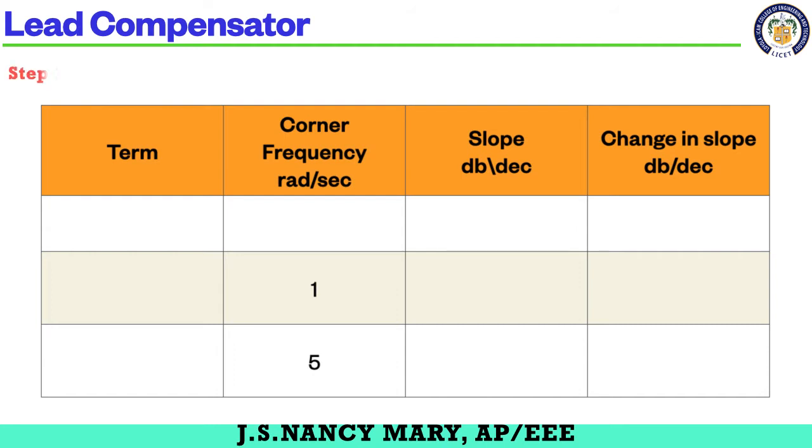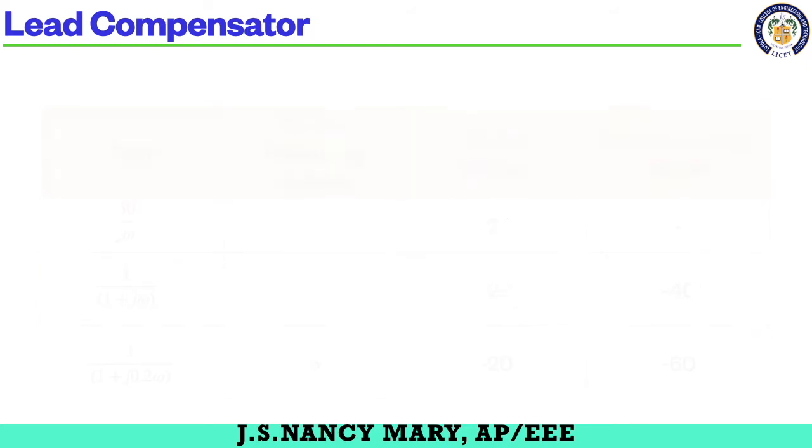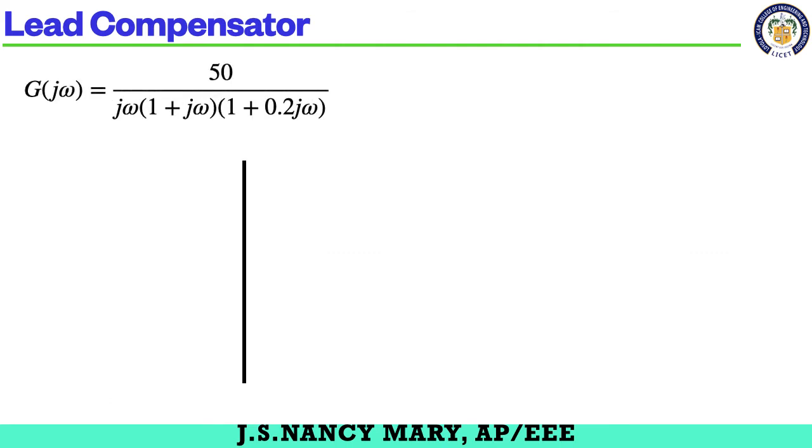The corresponding first term is nothing but 50 by j omega, and then 1 by 1 plus j omega, 1 divided by 1 plus 0.2 j omega. Slope is minus 20, minus 20, minus 20, minus 40 and minus 60. Now for determining the magnitude, I am choosing two frequencies, one is 0.5 and the other is 10.